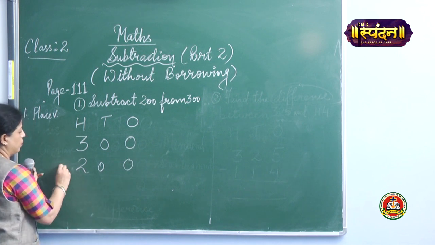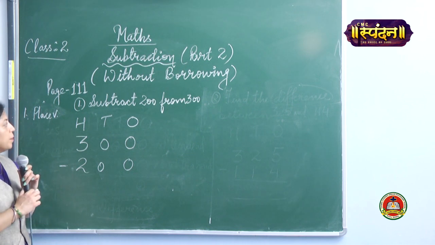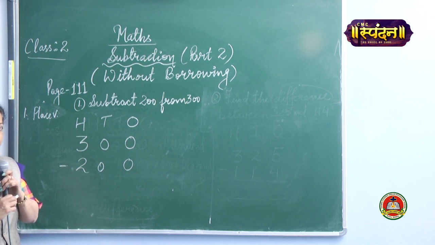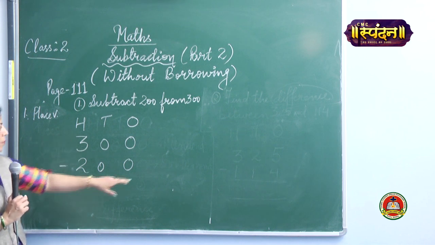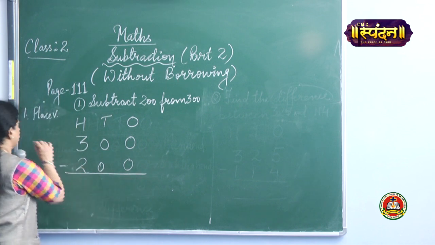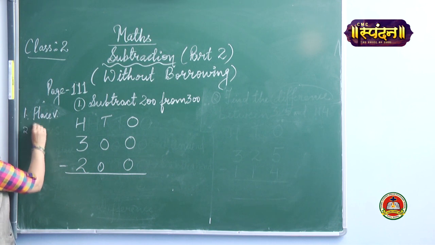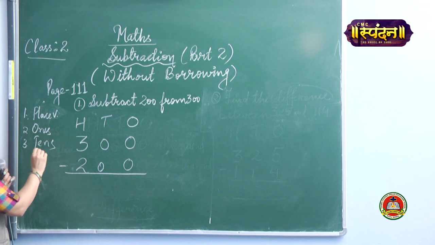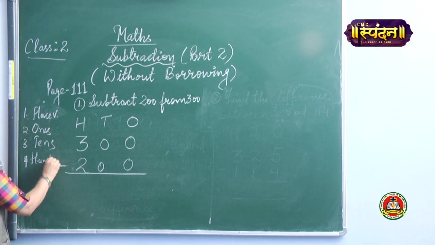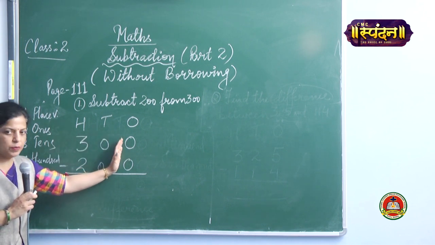So this is the sign of minus. Why am I putting it? Because I have to subtract 200 from 300. So the first step is to form the sum this way vertically, the second step is to start from the ones place, then the third step is to move towards the tens place, and then shift towards the hundreds place. One by one we'll keep on subtracting. We'll start from the ones place.